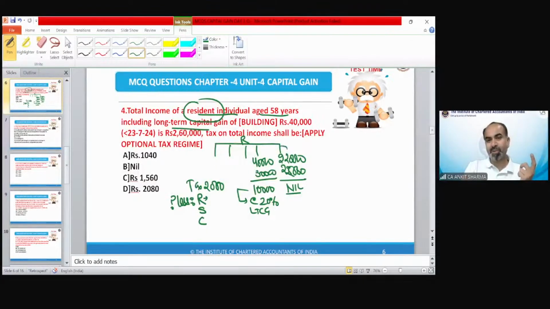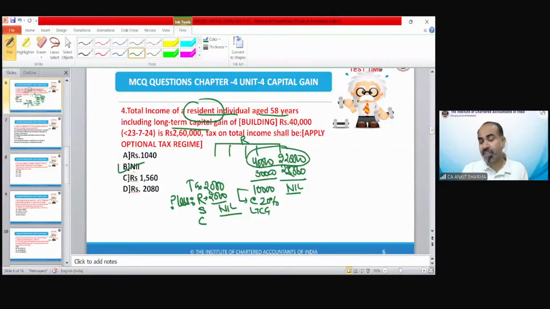Rebate is there because my income is just 2,60,000. It's a case of a resident, so he can claim rebate of 12,500 and the answer is nil tax. Option B. Okay. Please follow the format.